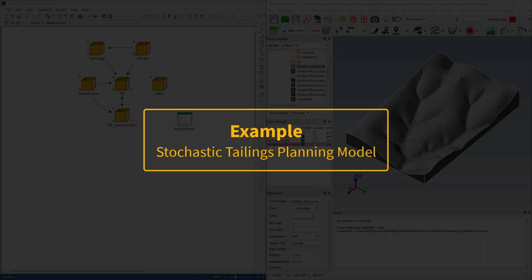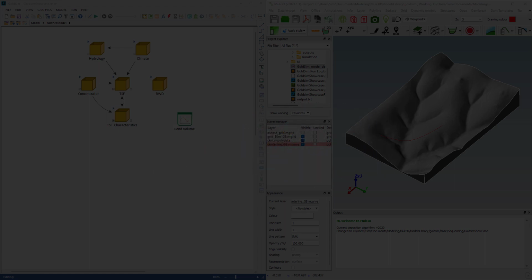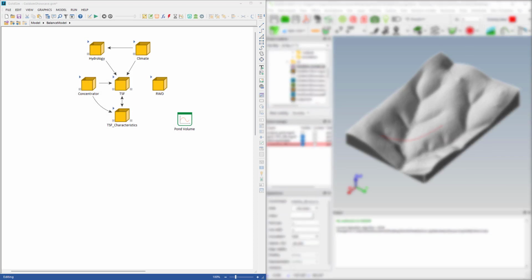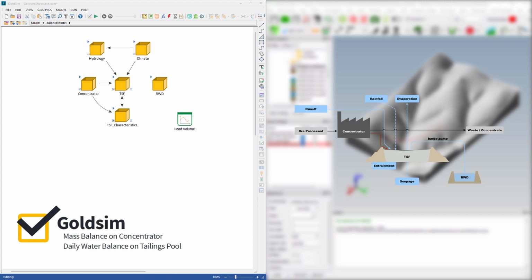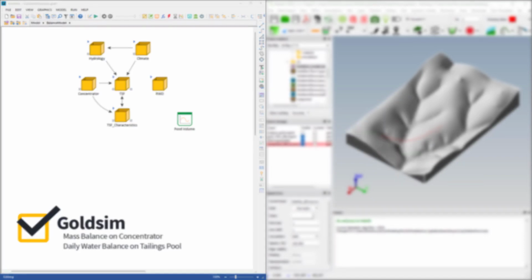So in this example, we are connecting Goldsim with Muk3D. On the left side, Goldsim will be doing a dynamic simulation of a mass balance and a water balance. The mass balance will be occurring on the concentrator to estimate based on the ore processing throughput what is the volume of tailings that was actually being deposited and the amount of water that is coming through. And then we have a water balance on the TSF pool.